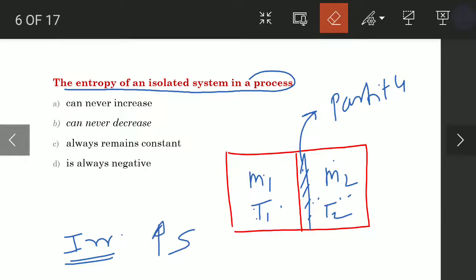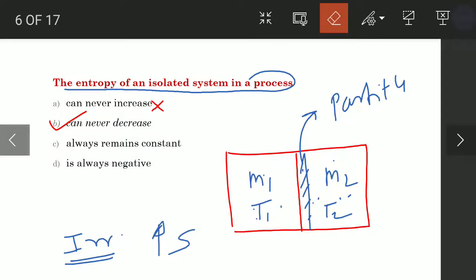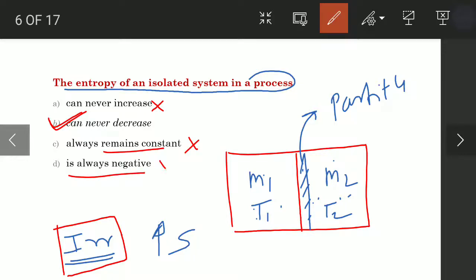So the first option is wrong. It may increase. Second, can never decrease. It is true, because this is an irreversible process, and for an irreversible process entropy always increases, so it never decreases. So the second option is correct. Always remains constant, wrong. Always negative, wrong. So option B is correct.